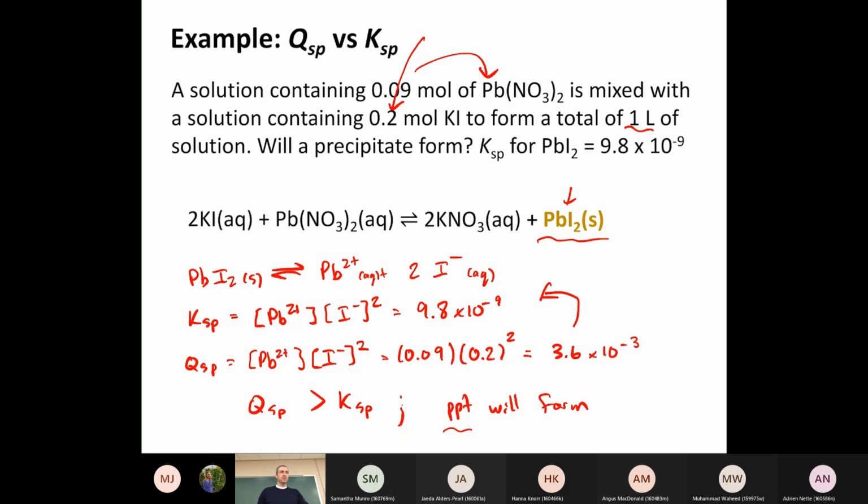And just as an aside here, I don't want you to memorize that Qsp greater than Ksp means precipitate and so on. You should really understand what this actually means, right? If, because of the Qsp expression, it's greater than Ksp, it means the concentrations of your ions are too high. You've got to go back. It's got to form solid.